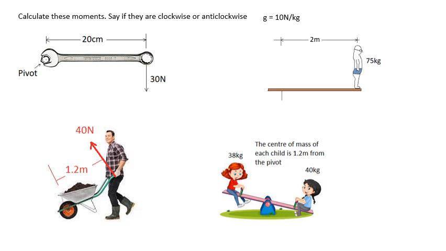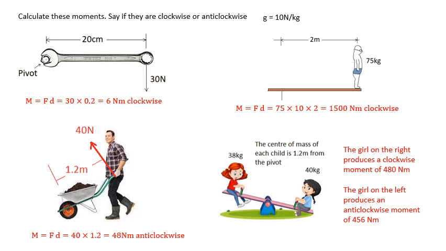Here are some more examples for you to have a go at. So have a go yourself, pen, paper, calculator, and I'll show you the answer in 3, 2, 1. And there you go. So top left, it's the same question really, different numbers. Moment is force times distance. 30 times 0.2 is 6 Newton meters clockwise.